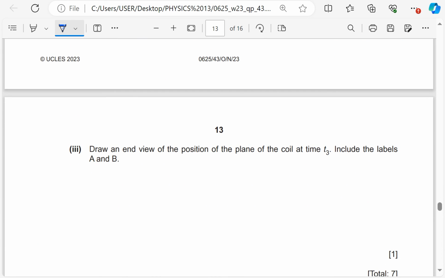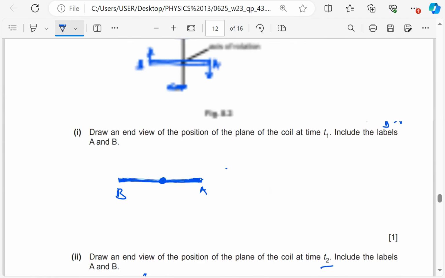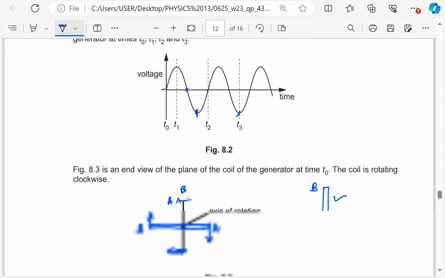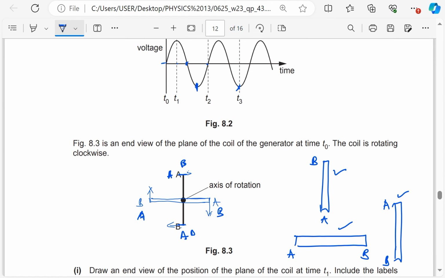Then draw an end view of the position of the plane of the coil at T3. Include the labels A and B. At T3. T3 is at 3/4. I think this is what I had done already here.